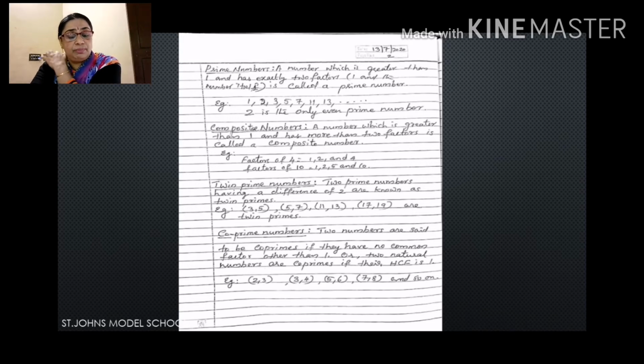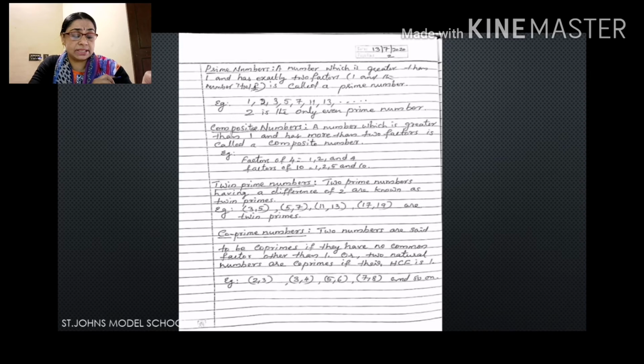Now twin prime numbers. Two prime numbers having a difference of 2 are known as twin prime numbers. A difference of 2 means, for example, 3 and 5. 5 minus 3 is 2, and 3 and 5 are both prime numbers. So the pair 3 and 5 is called twin primes. Similarly 5 and 7: 7 minus 5 is 2, and both are prime numbers. So these are twin prime numbers.